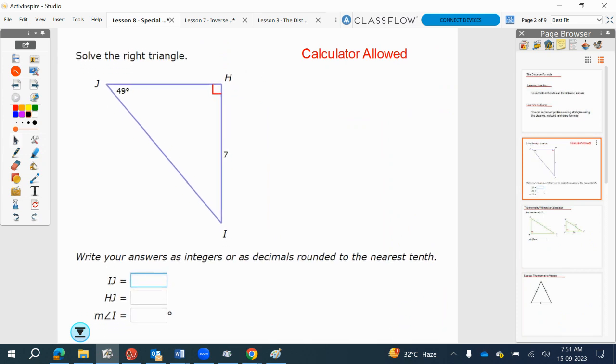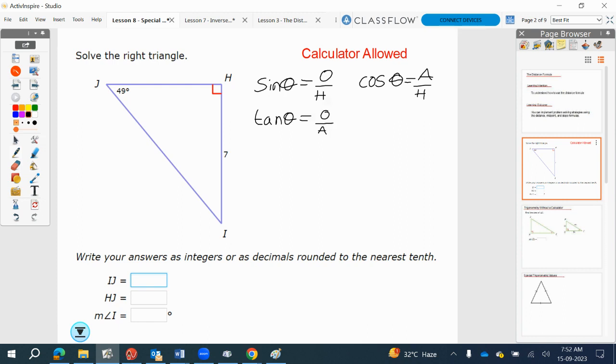And this is how we define them. We say that the sine of theta is equal to the opposite over the hypotenuse. The cosine of theta is equal to the adjacent over the hypotenuse. And it's these ratios between the sides which creates the definition of each of these functions. And the tangent is opposite over adjacent.